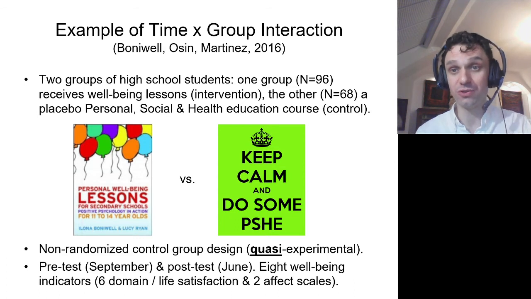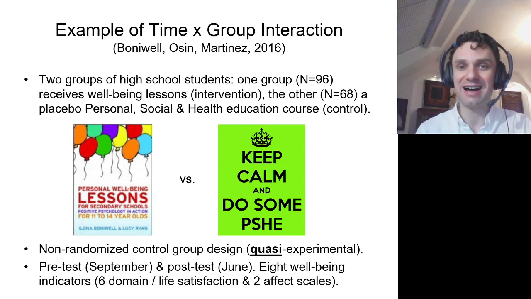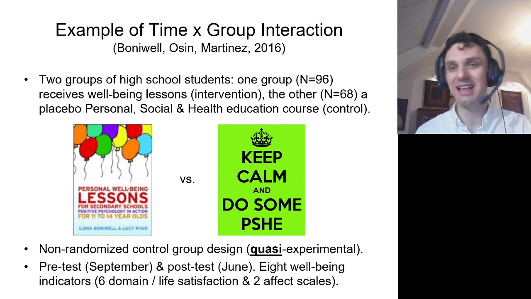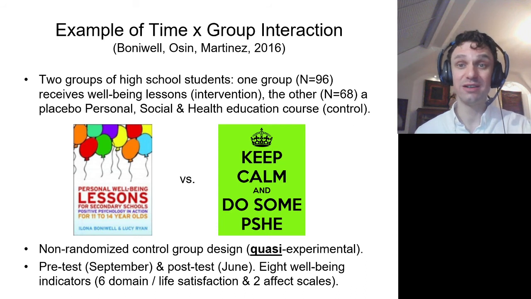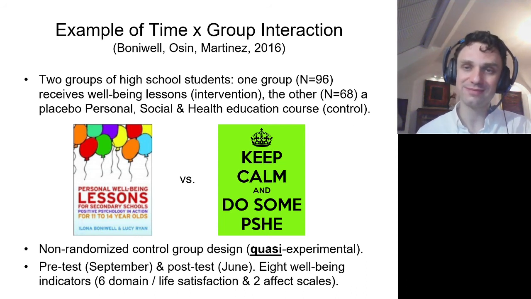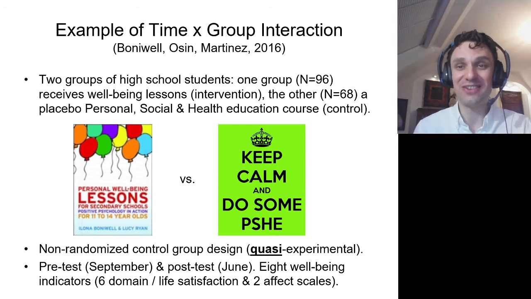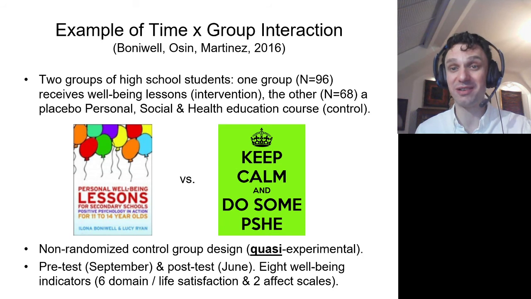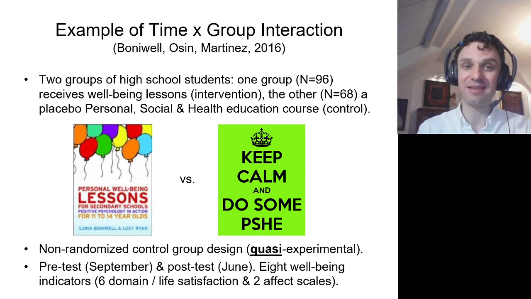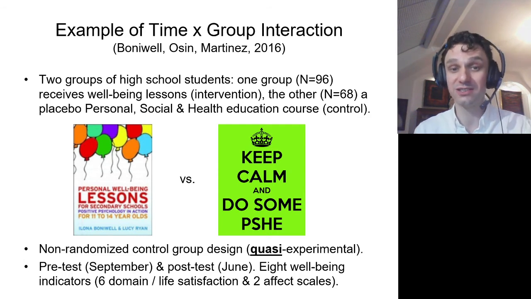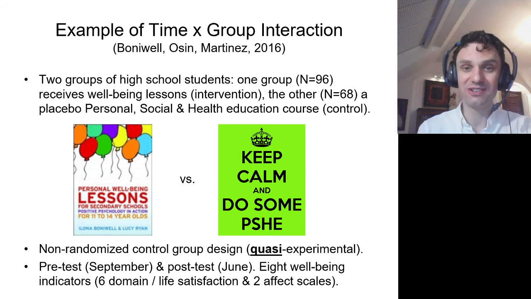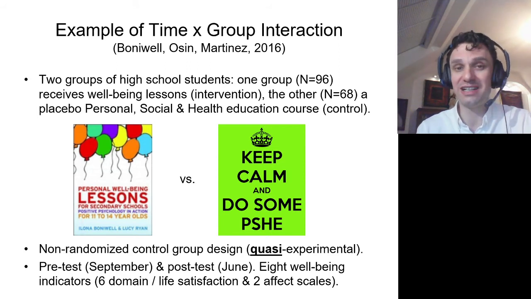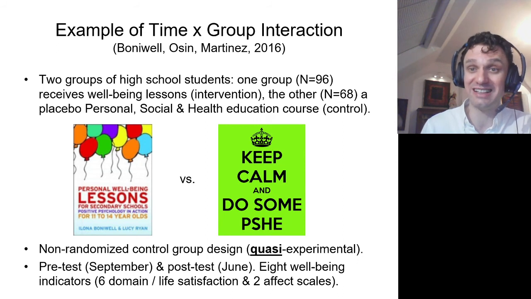So we had 2 schools from the same federation of schools, one experimental school and one control school. But of course, with 2 different schools, we could not randomly assign our students. So it was not a completely randomized design. It was, strictly speaking, a quasi-experiment because we could not guarantee that our groups were equivalent. But there was a placebo intervention. In one school, the students were receiving these personal well-being lessons over the course of the school year. And in another school, the control school, they received the old personal, social, and health education course, which also has some psychology in it, but it's much more boring and standard.